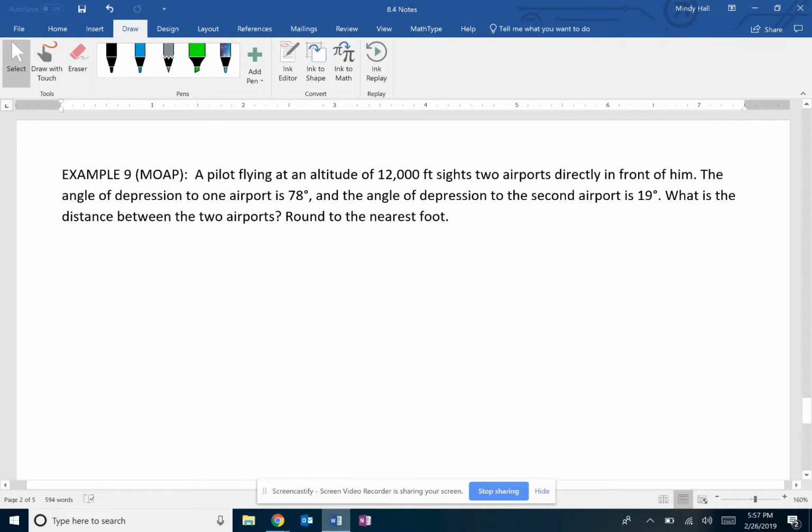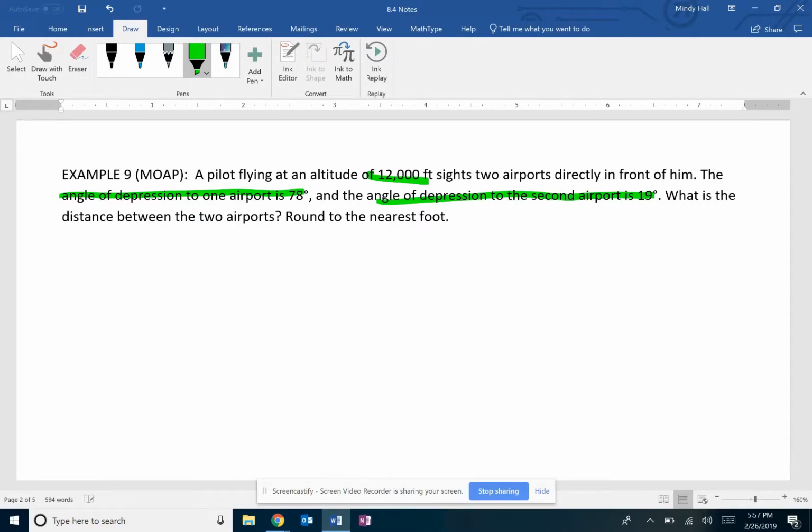So example 9, we have a pilot flying at an altitude of 12,000 feet, sights 2 airports directly in front of him. The angle of depression to one airport is 78 degrees, and the angle of depression to the second airport is 19 degrees. What is the distance between the 2 airports? Round to the nearest foot.